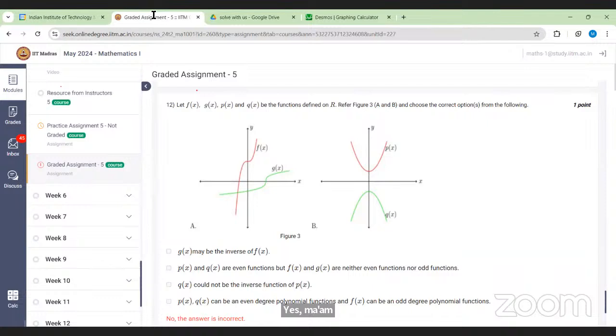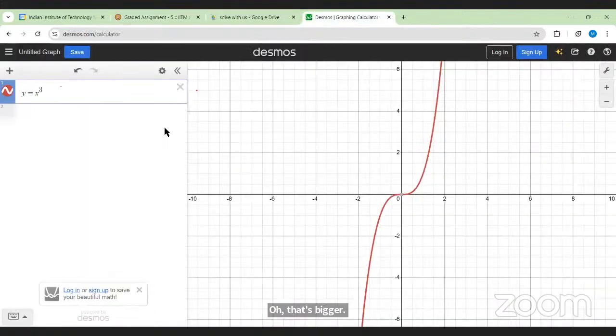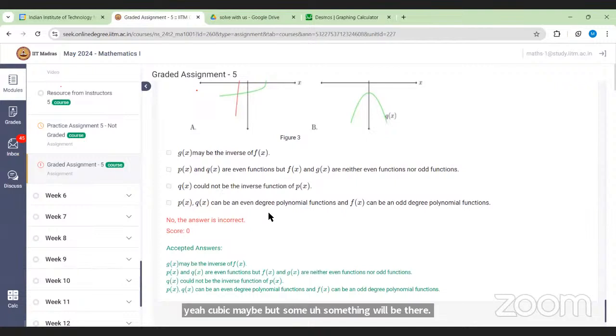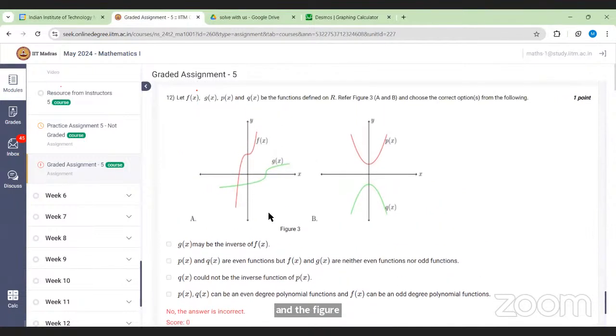So that's why the second option is also correct. The figure cannot be an inverse. Figure A is a cubic function, we can say, maybe cubic, but something like that will be there. And figure 2 should be the x square plus 1 function because it's not touching the origin. So either x square or any even power, with an even power, x square plus anything.